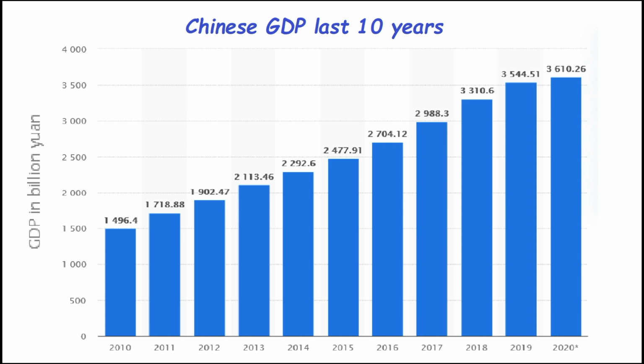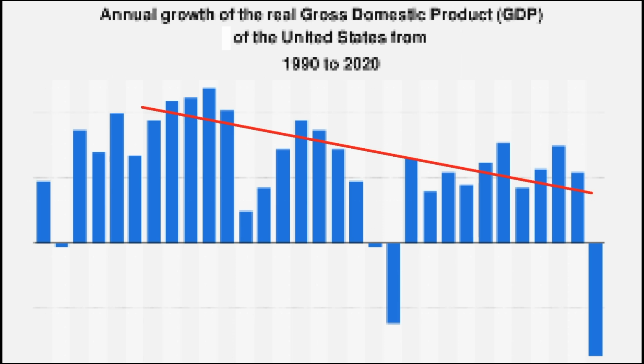Compare that against the U.S. This is the U.S. trend. It looks like it's going in the opposite direction. In fact, it's had a couple bad years. What was it, 2007, 2008, and then 2020, that big last one there. Okay. So the United States is not doing as well as China, apparently.